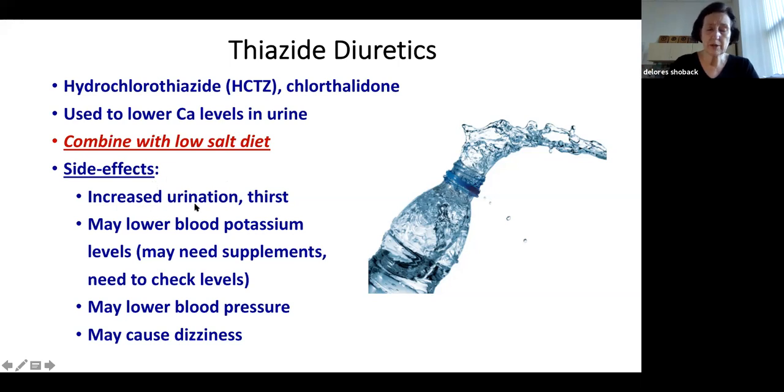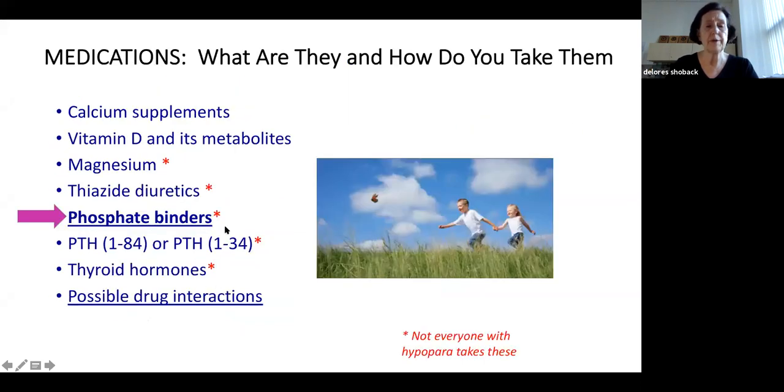They are going to increase urination, they're going to increase thirst, and they can lower the blood potassium level. You may need to take a potassium supplement. You definitely need to have that level checked. They may lower the blood pressure, and sometimes they lower it too much, and people get low blood pressure and get dizzy or even pass out. So there's a fair number of side effects, although they can work to lower the urinary calcium. And sometimes you have to just put up with some of those in order to get that done.